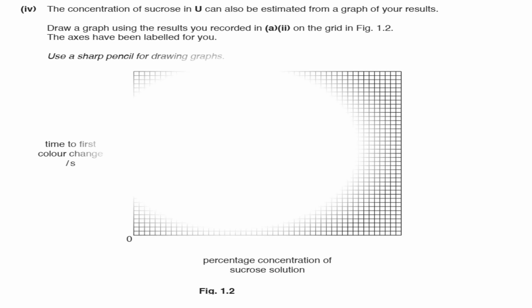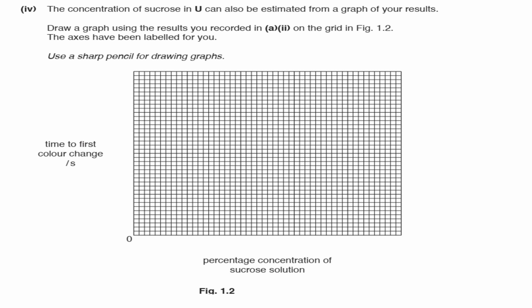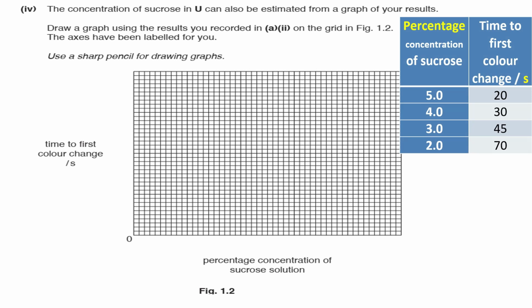Now, the concentration of sucrose in U can also be estimated from a graph of your results. Draw a graph using the results you recorded in AII on the grid in figure 1.2. The axes have been labeled for you. Use a sharp pencil for drawing the graph. Look, I use these figures 1, 2, 3, 4, 5 as percentage concentration of sucrose from 0 to 5.